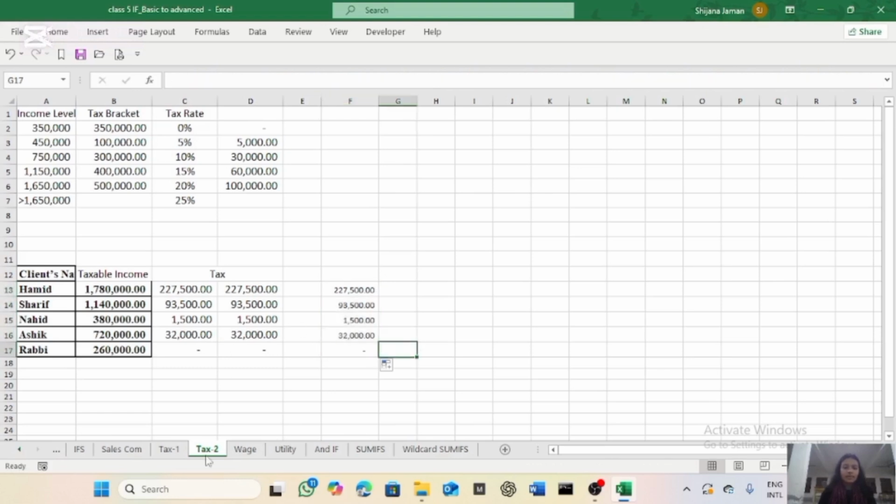Yes, this is our tax tool. This is how we can calculate our tax using the formula.